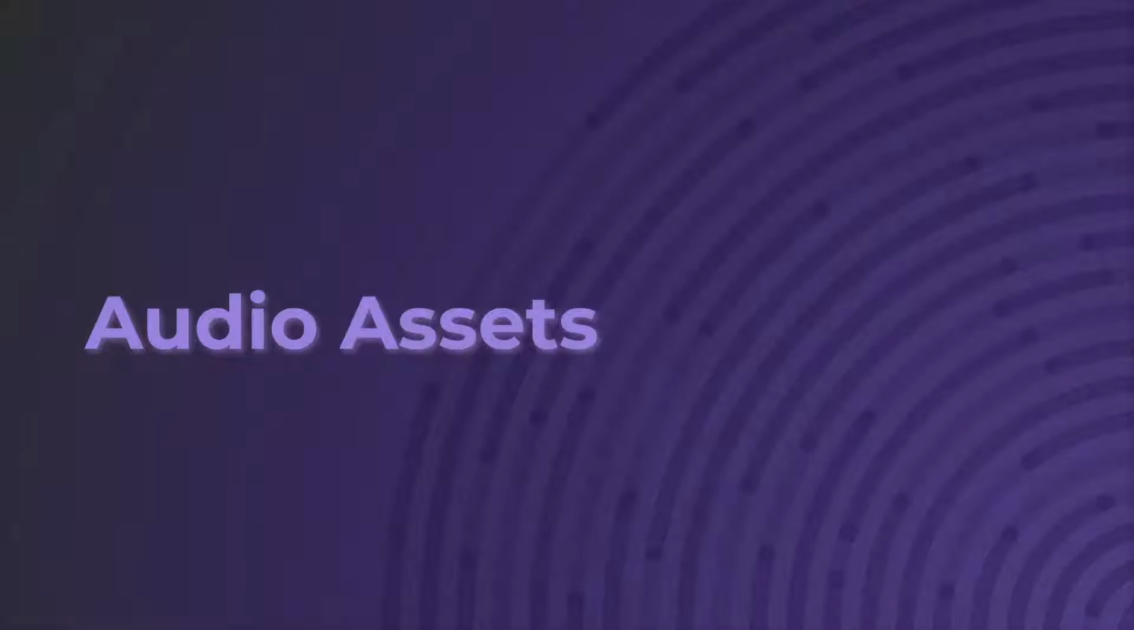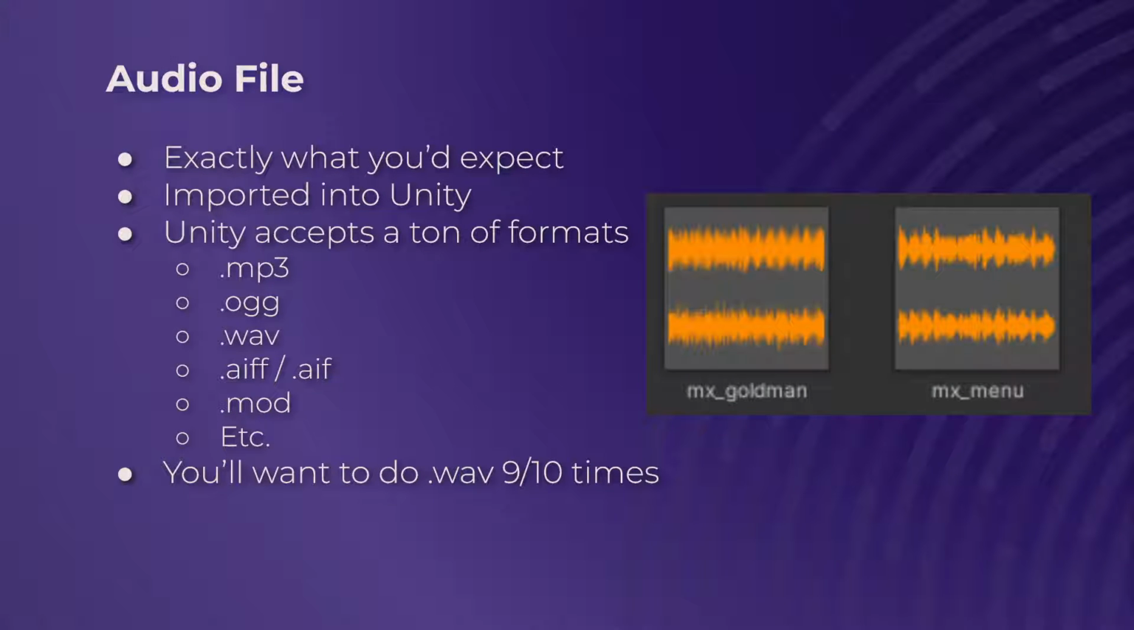Right, so moving now on to audio assets. This is the stuff you're going to be importing. There's just a couple of things here, but we're going to go really in depth with all of this stuff. To start off, exactly what you'd think: you need audio. There's a ton of different formats that are accepted, and basically you just drag and drop it into Unity.